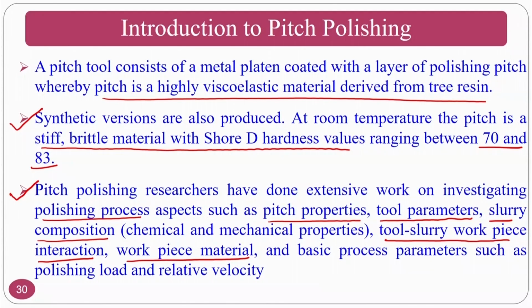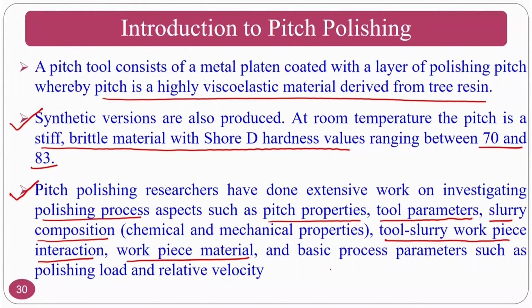Workpiece material also matters: whether I am using fused silica as the workpiece material, or polymer lenses, will play a major role, because the hardness drastically changes from fused silica, which is a ceramic, to a polymer. And basic process parameters such as polishing load and relative velocity also play a major role: how much load you are giving, and how fast you are rotating. If you are rotating by a manual method, then you cannot rotate at constant speed. For that purpose, people nowadays are going for automatic machines.